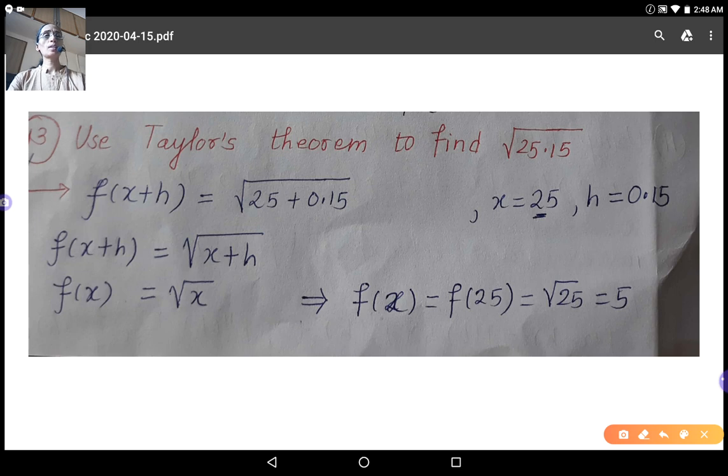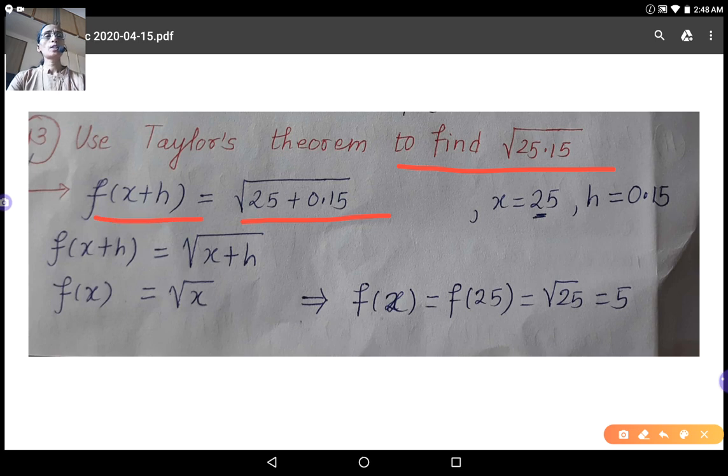Use the Taylor's theorem to find the value of square root of 25.15. Now we will first write it in which form. 25 is the square of something, so it will be easy for you. So 25 plus 0.15, it is in which form? F of x plus h form.